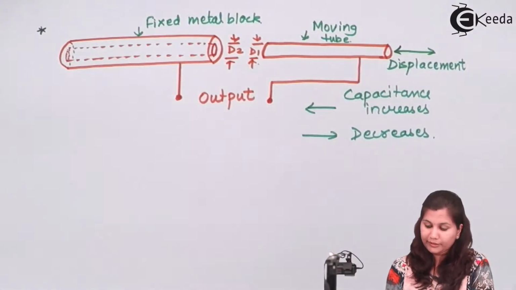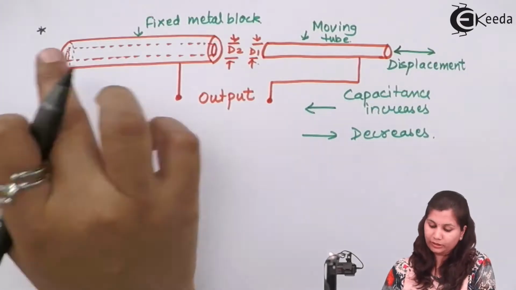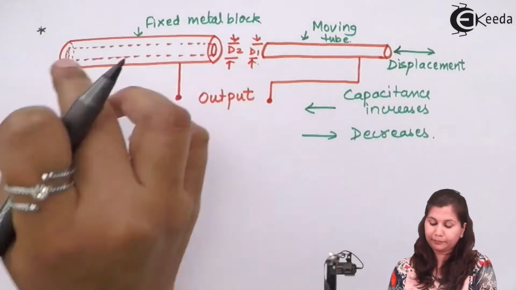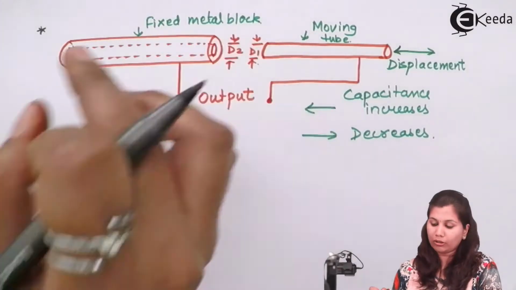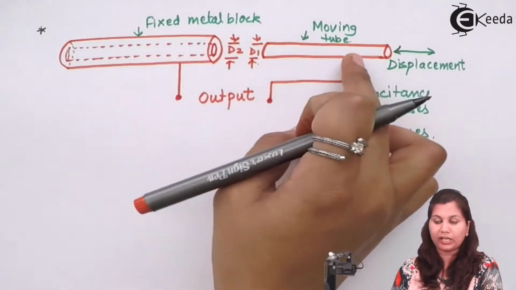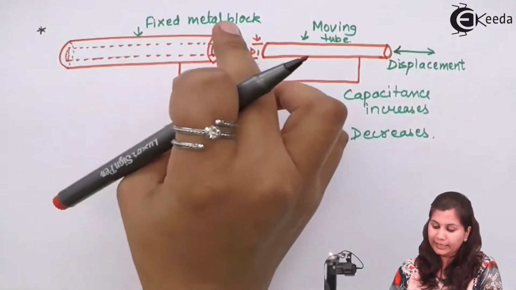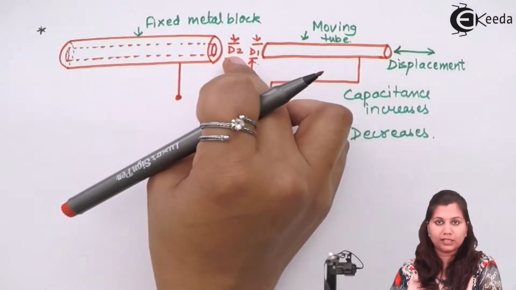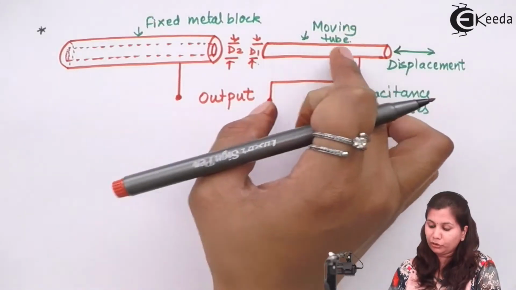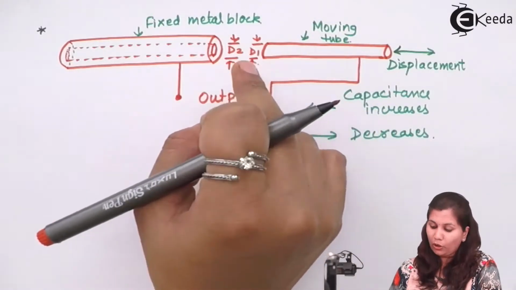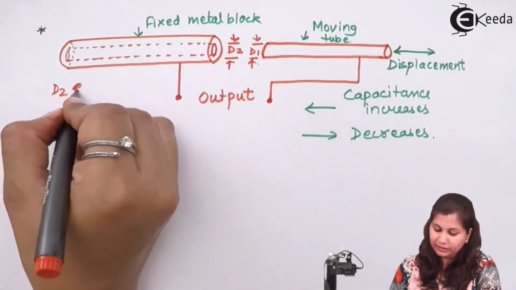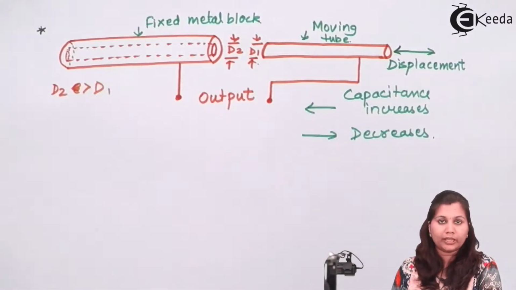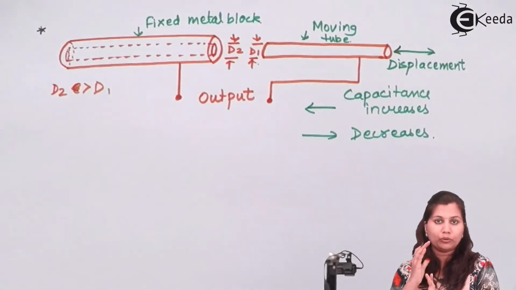So in the case of cylindrical capacitors, you can see we have the capacitor plates in the form of a cylinder. One is the fixed metal block, and inside that fixed metal block we have the moving tube. The diameter of the fixed metal block is D2 and the inner moving tube has the diameter D1. Obviously D2 is greater than D1, so that the moving tube can move inside the fixed metal block.